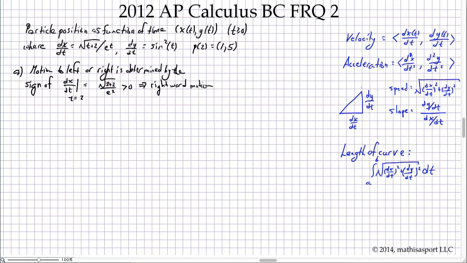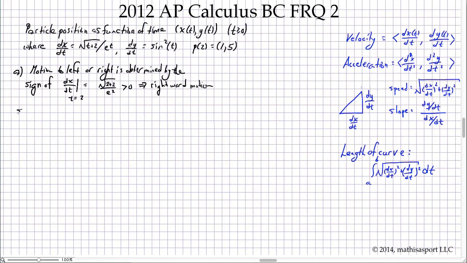Now what else do they want to know in part A? The slope of the path of the particle at t equals 2. Alright, so here's where it becomes important to make reference to this figure. We have dx dt indicating the x component of the velocity, dy dt indicates the y component, and so dy dx is simply the change in the y component as a function of time over the change in the x component. That's the slope of the particle. So we're going to have to calculate dy dt over dx dt at t equals 2.